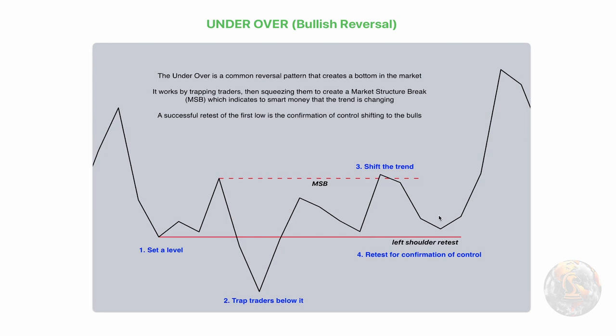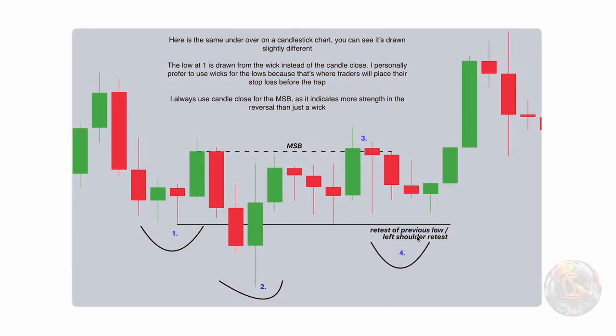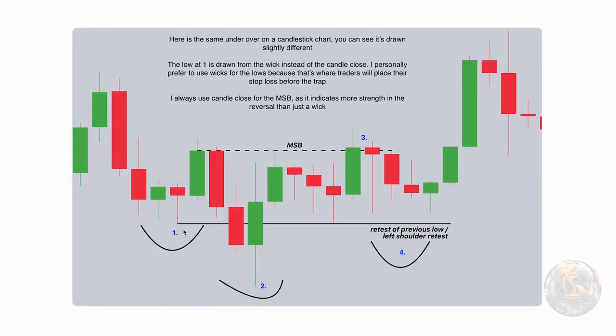And you need to look at it on the candlestick chart as well as the line chart. So here's the exact same under over, but it's on a candlestick chart, and you'll see that it's slightly different. And this is important. The low at point number 1 is drawn from the wick instead of the candle close. Previously it was candle close. Now it's drawn from the wick. I personally prefer to use wicks for the lows because the whole point of number 2 is to trap traders, yes? If you're going to trap traders, you want to do it below where their stop loss will be. Stop losses don't get placed on candle bodies. They typically get placed below candle lows. So I always use the wicks for the lows or the highs in the inverse.